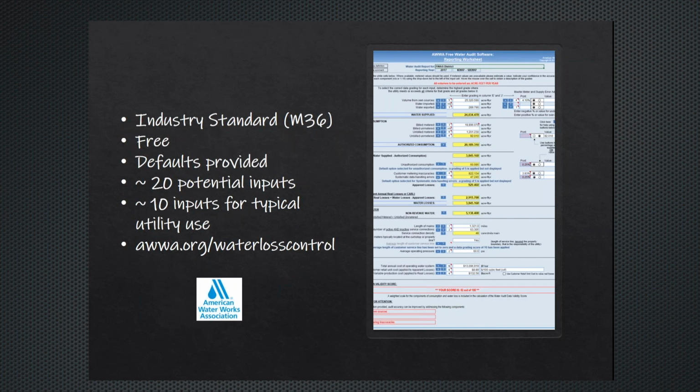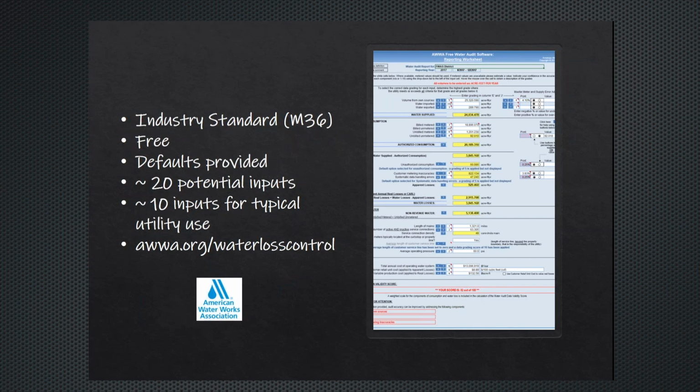Now, the water audit software is the industry standard when it comes to quantifying water losses. As its name suggests, it is free and easy to use and access. Overall, there are 20 potential inputs into the water audit software, but on average, most utilities use about 10 or 11 of these inputs.